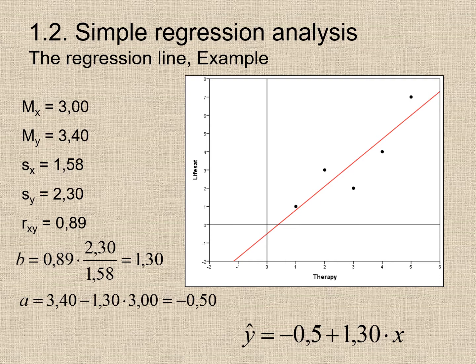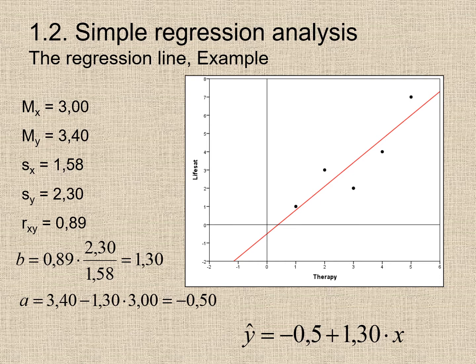So the regression coefficient here, 1.3. What does it tell us? If the amount of therapy increases by 1, what do we predict will happen? The level of life satisfaction on the scale from 1 to 7 increases by 1.3 points. That's what it tells us.